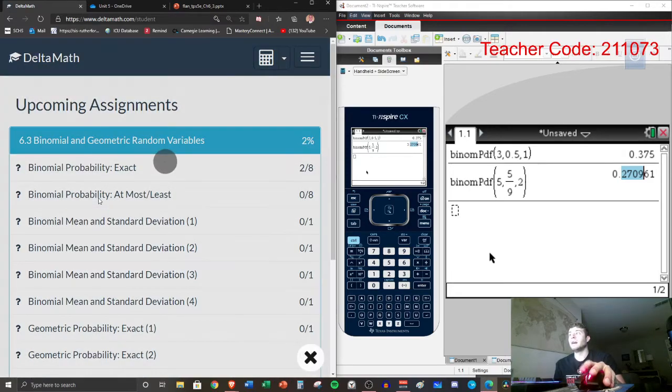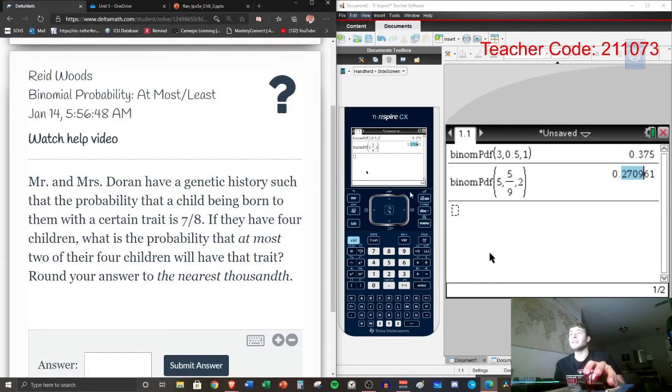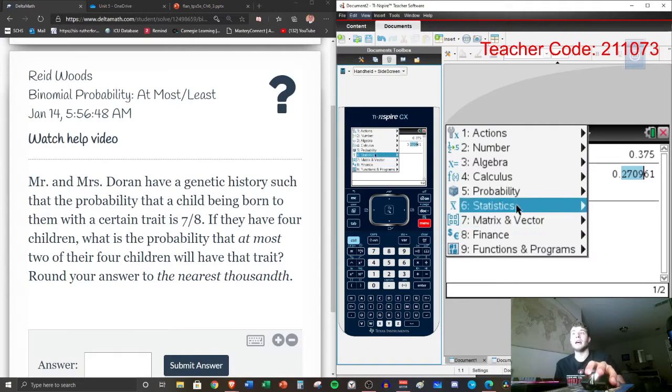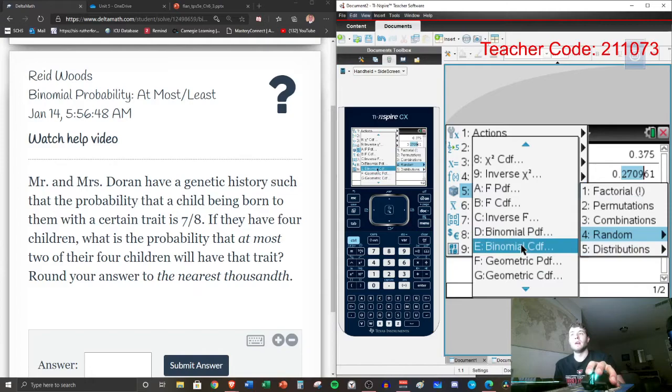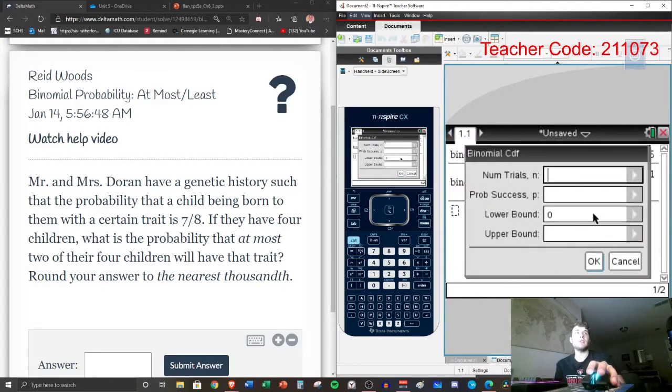Let's look at the probabilities for at most, at least. This is when we do the CDF. So go ahead, have that ready. Binomial CDF. And you see here we need number of trials, probability of success, and lower and upper boundaries.